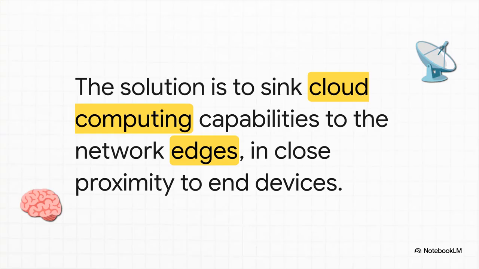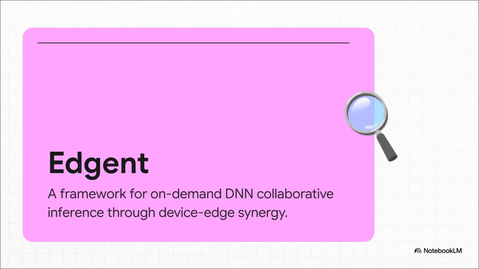Well, the solution starts with this idea called edge computing. Instead of sending all your data on this long trip to some far-off cloud server, what if we just brought a powerful server much closer to you? I mean, think about your local 5G base station, or even your Wi-Fi router having some serious computing power. That's the edge of the network. And this is where a framework called Edgent comes in. It's built specifically to use these nearby edge servers. And the key word here is collaborative. Edgent doesn't just offload the entire task. No, it creates this smart partnership between your phone and that edge server to get the job done as fast as humanly or, I guess, artificially possible.